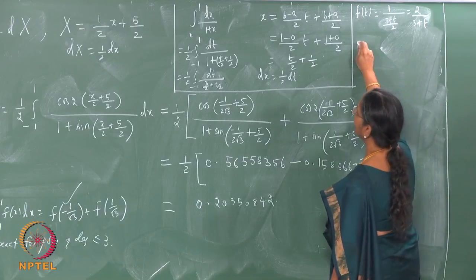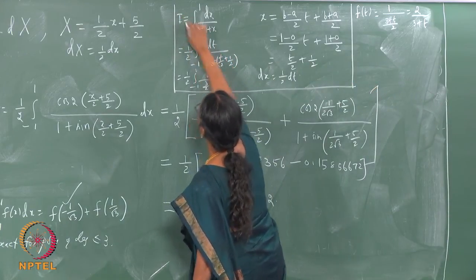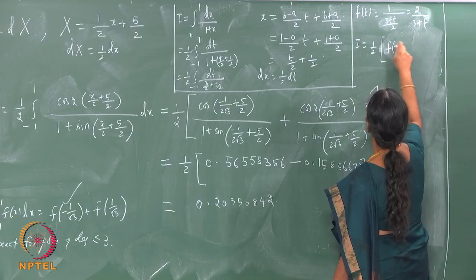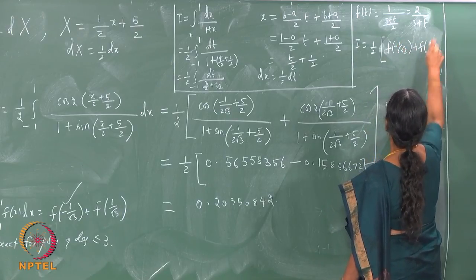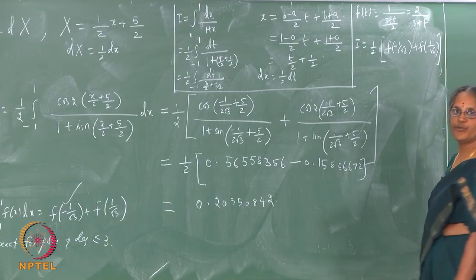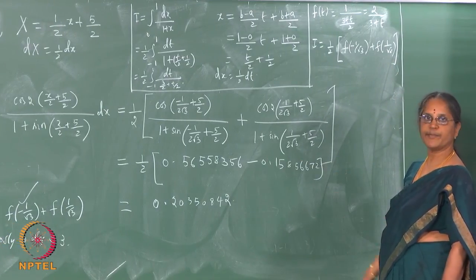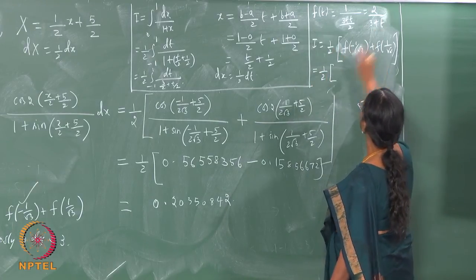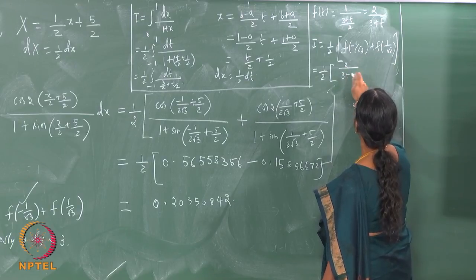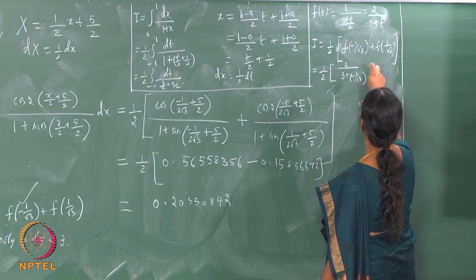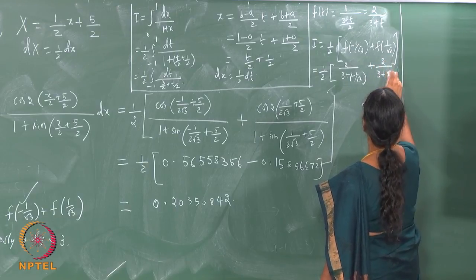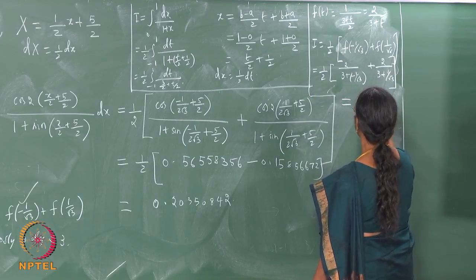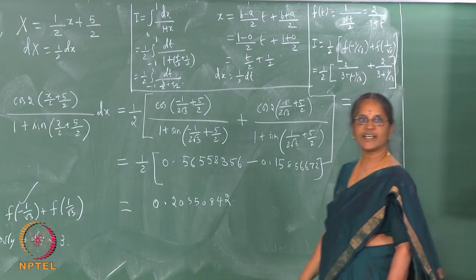So, this integral, if I call this say as I, then the integral I will be half of f evaluated at minus 1 by root 3 plus f evaluated at plus 1 by root 3. That is Gauss 2-point method. So, that will give you half of, we know what the function is, 2 by 3 plus t, t is minus 1 by root 3, plus 2 by 3 plus t, t is plus 1 by root 3. So, simplify this and write down what the value of the integral is.